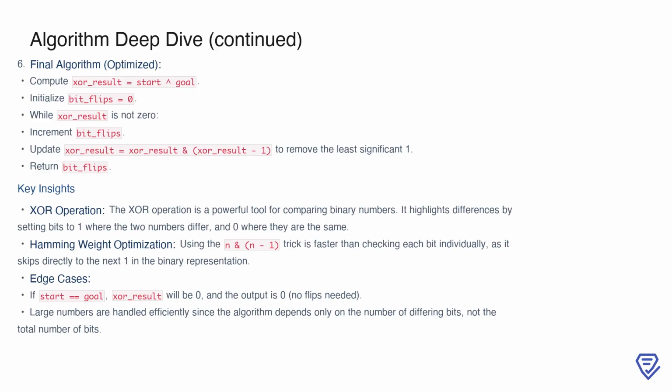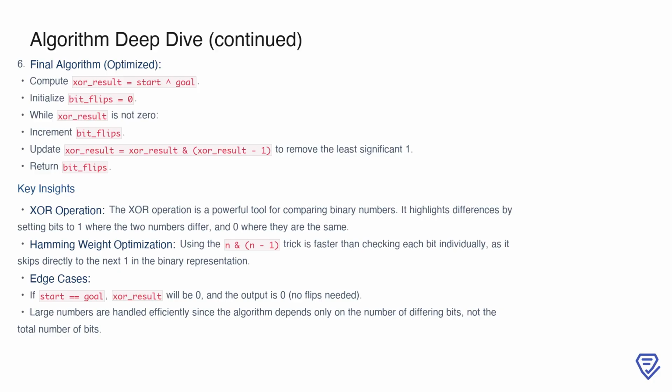There are a few key insights to take away here. First, the XOR operation is an efficient way to identify differences between two binary numbers, as it directly highlights differing bits. Second, the n & (n-1) trick is a powerful optimization that skips unnecessary iterations by focusing only on the set bits, significantly improving efficiency. Lastly, this algorithm handles edge cases gracefully. For example, when start equals goal, the XOR result is 0, and no flips are needed.